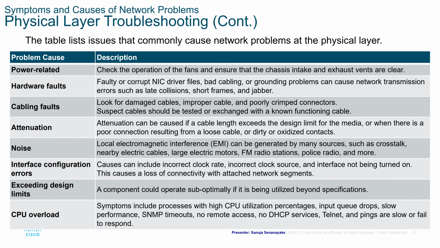Attenuation. Signal attenuation can be caused if a cable length exceeds the design limit for the media, or when there is a poor connection resulting from a loose cable or dirty oxidized contacts. Those all contribute to signal attenuation. The cabling faults just above it, like the crimping issues, can also cause signal attenuation, but it also could be caused by other issues such as exceeding the length.